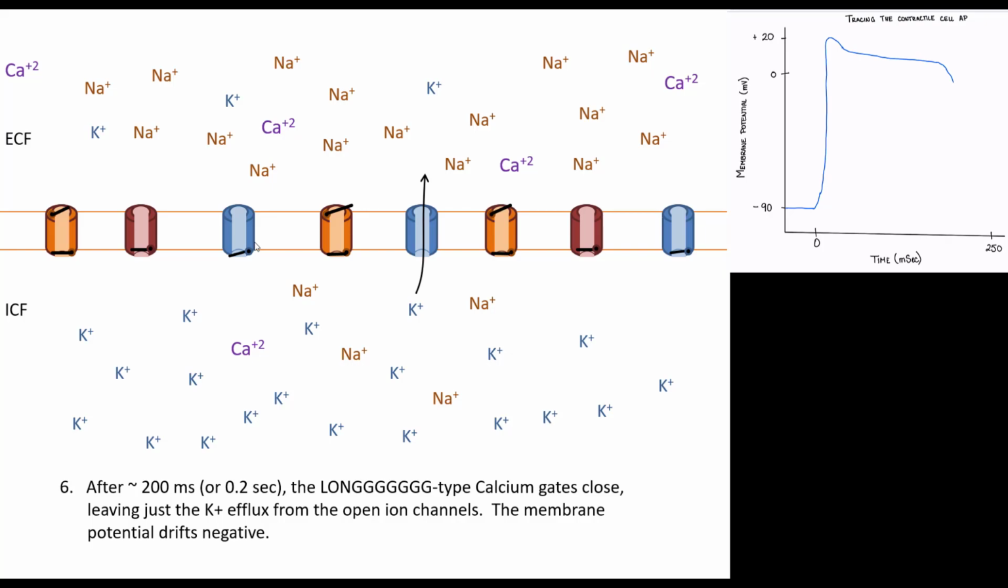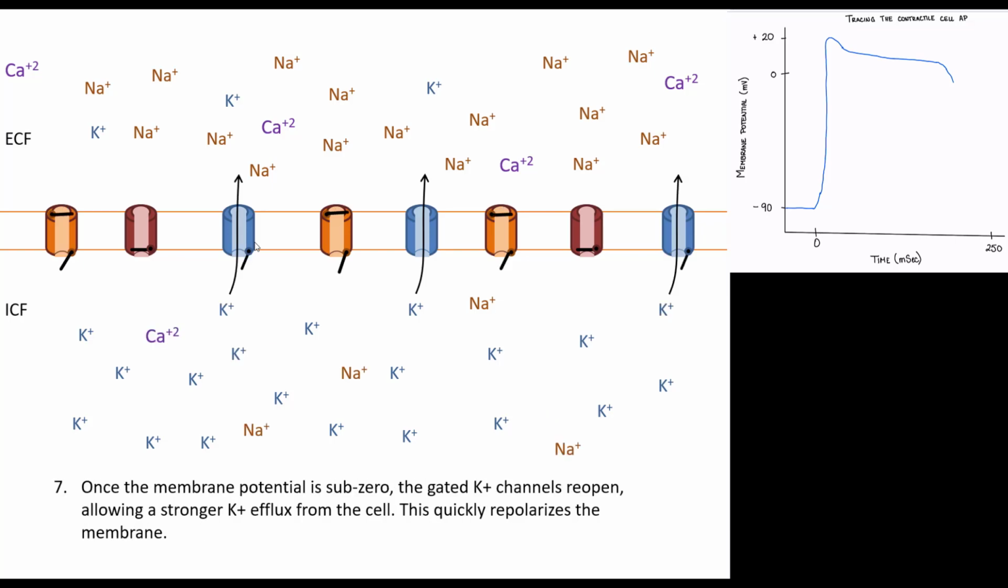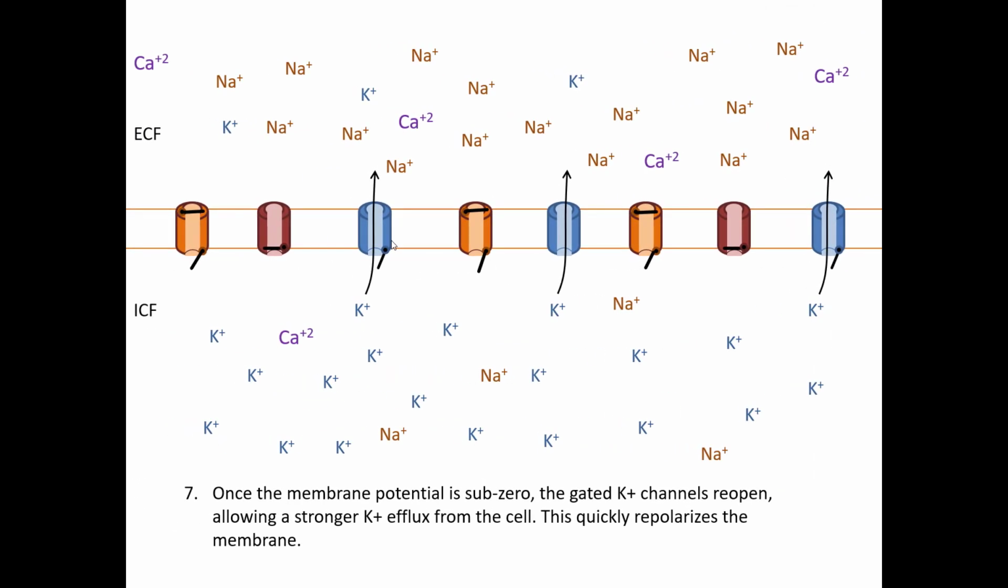Once our membrane potential dips down into negative territory, then our special voltage-sensitive potassium channels are going to reopen. This gives potassium a lot more options to reach its electrochemical equilibrium. So therefore, potassium has more opportunities to exit the cell, does so more rapidly, and we see a pretty rapid repolarization at this point. So this ends our action potential.